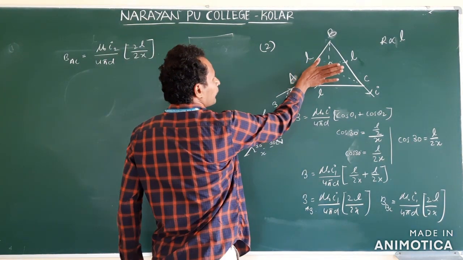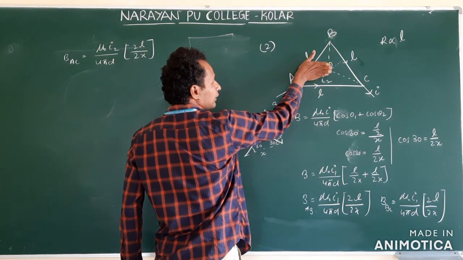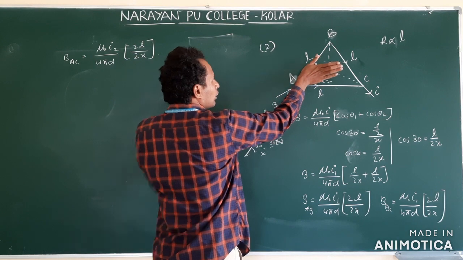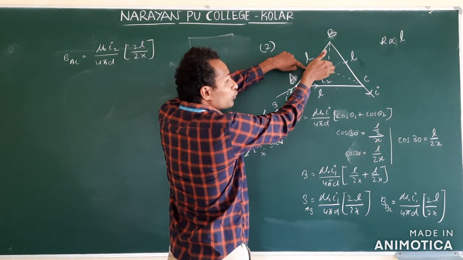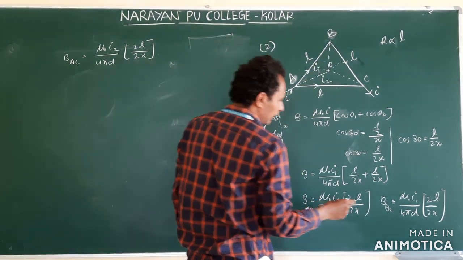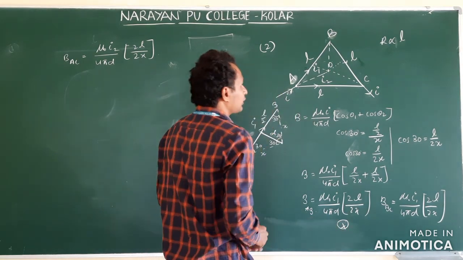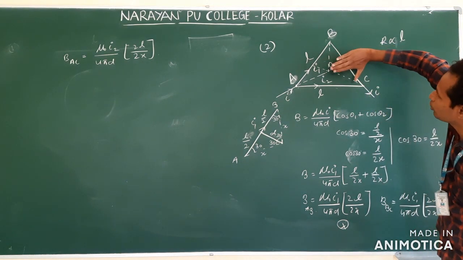Now we need to find the directions. See, the current is passing like this. Keep the thumb in the direction of current and curl the fingers towards O. See how the curling fingers move at O. It is moving in. Moving in means what? That is cross. So the AB field is cross, meaning moving in. Now the BC conductor field. This is also moving in.